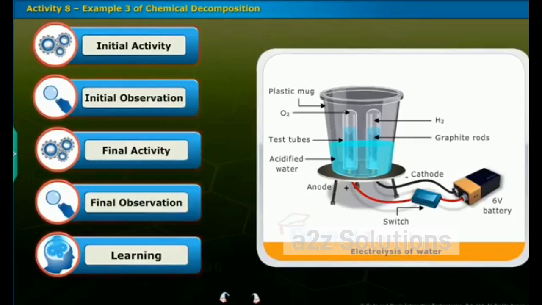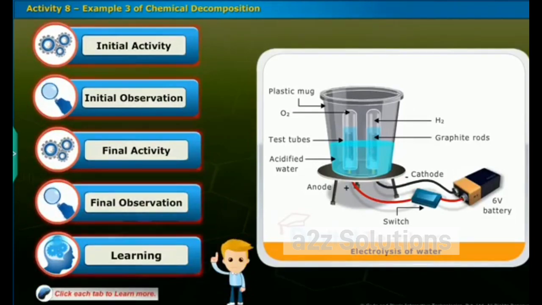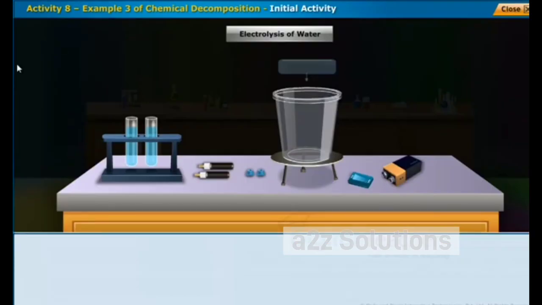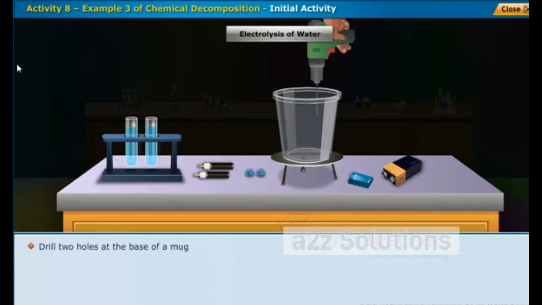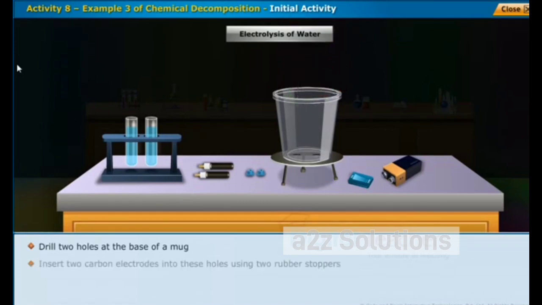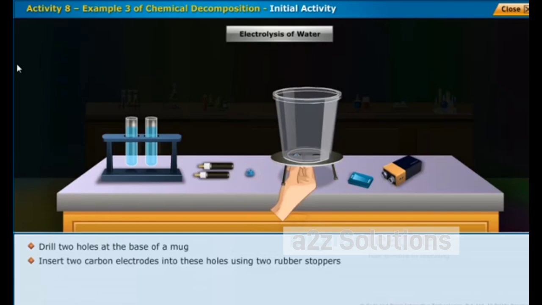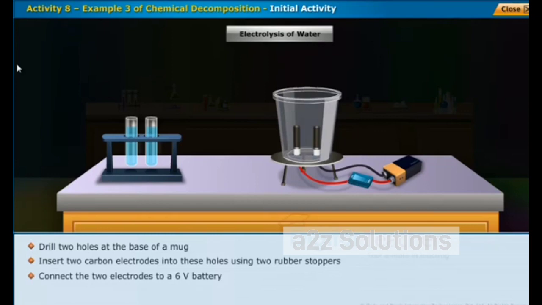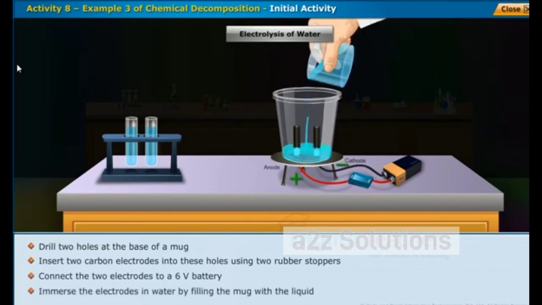Example 3 of chemical decomposition reaction. Click each tab to learn more. Drill 2 holes at the base of a mug. Insert 2 carbon electrodes into these holes using 2 rubber stoppers. Connect the 2 electrodes to a 6-volt battery. Immerse the electrodes in water by filling the mug with the liquid.